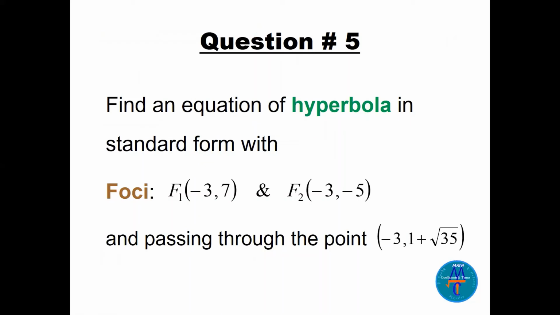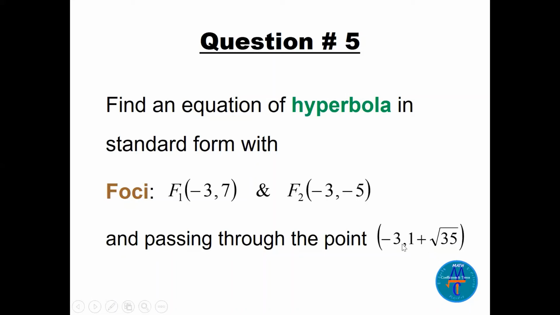The last question, really nice. Similar to question number 1, but there are differences. I gave you the foci here, and I gave you the foci in question number 1. I give you 1 point on the graph. Remember the foci in question number 1, they lie on the x-axis. Here we have shifting. See, h and k are not zeros.